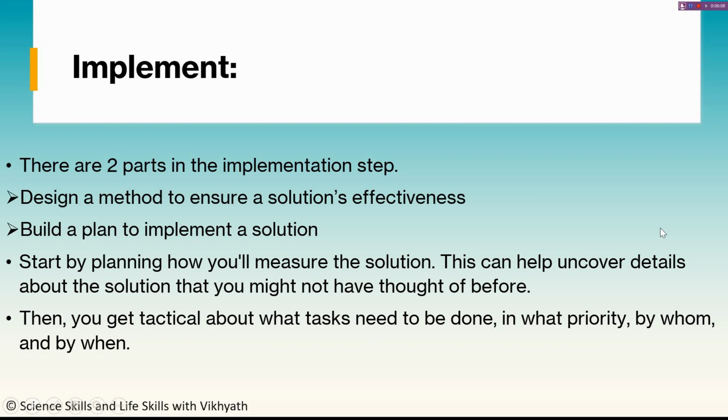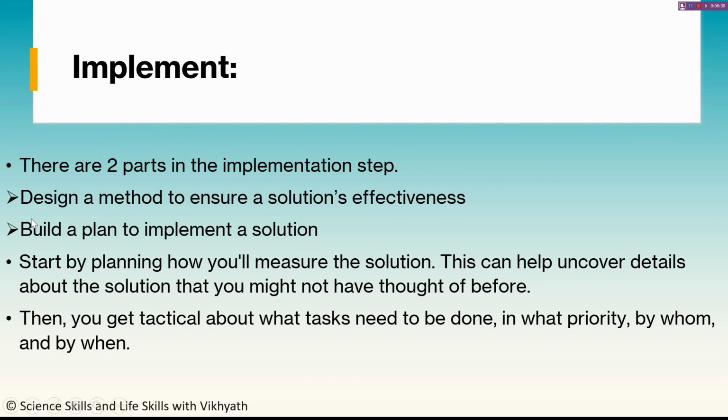Now we are in our implement step. So there are two parts in the implementation step. One is design a method to ensure a solution's effectiveness, and two is build a plan to implement a solution. So start by planning how you'll measure the solution. This can help uncover details about the solution that you might not have thought of before. Then you get tactical about what tasks need to be done, in what priority, by whom, and by when.